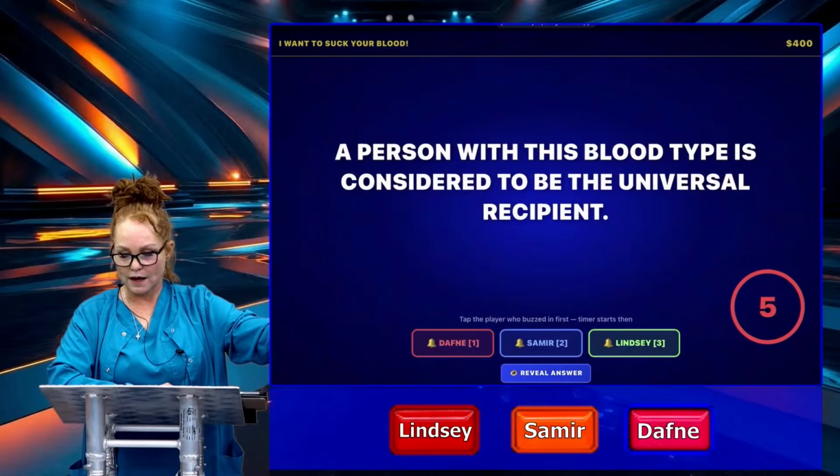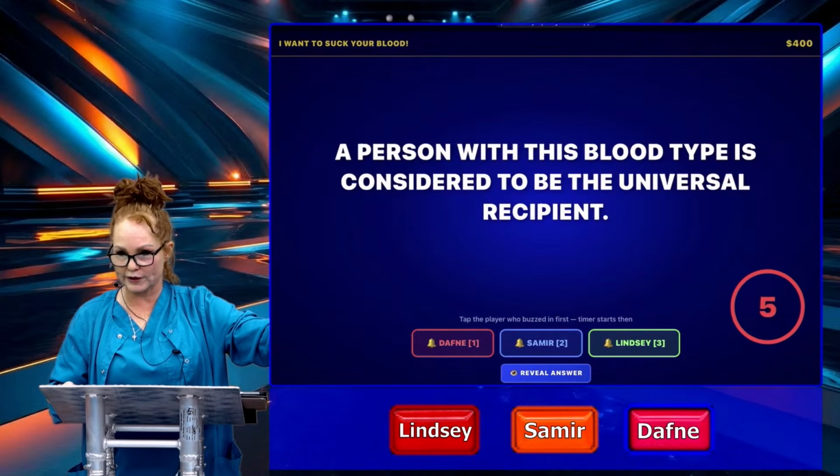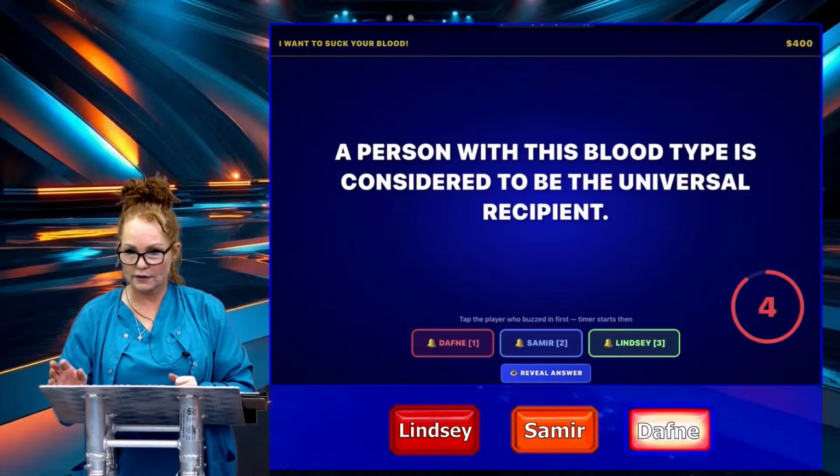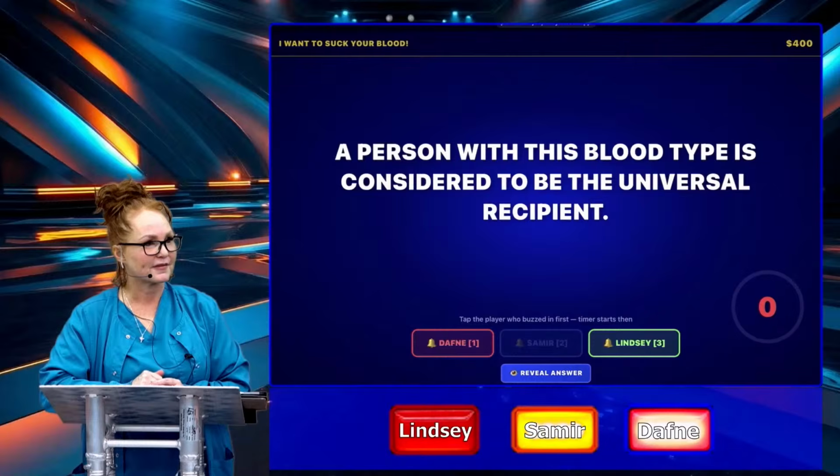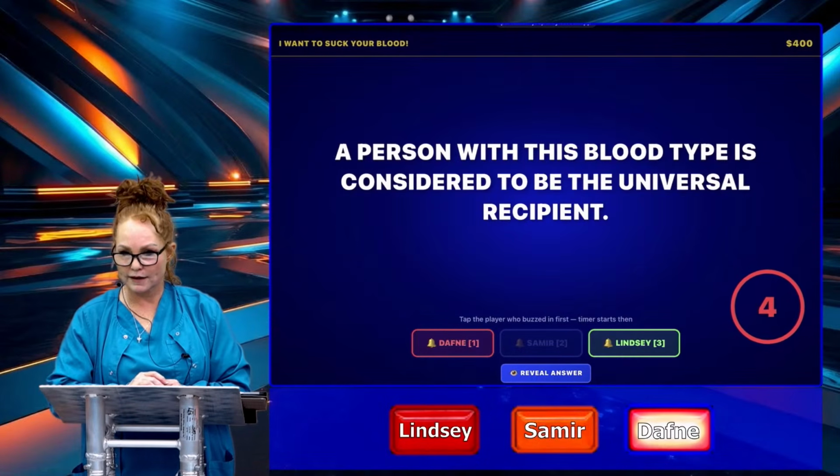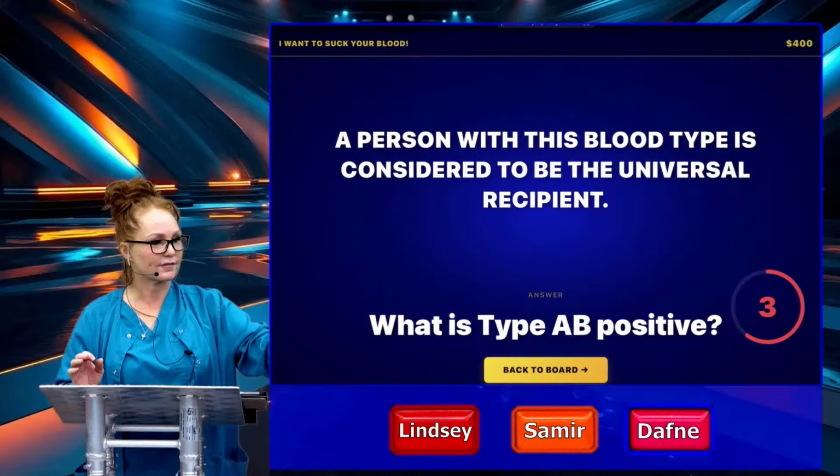Let's go with I Want to Suck Your Blood for 400. A person with this blood type is considered to be the universal recipient. Samir, What is AB? AB negative. That is incorrect. Anyone else? Daphne, What is AB positive? Yes, that is correct. Daphne, you have control of the board.